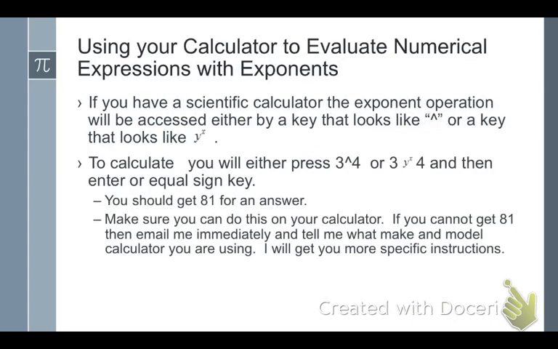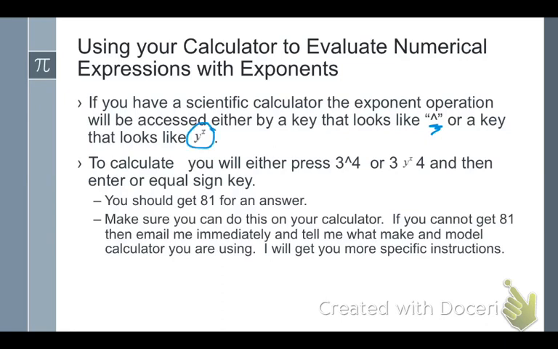So when your expressions have just numbers, you can simplify to a number using your calculator. Your calculator, depending on the type of calculator, either has a key that looks like, I don't know, we called that a caret when I was a kid. I don't know what you call it now. But that means I'm going to make this my exponent. Or you have a key that looks like this.